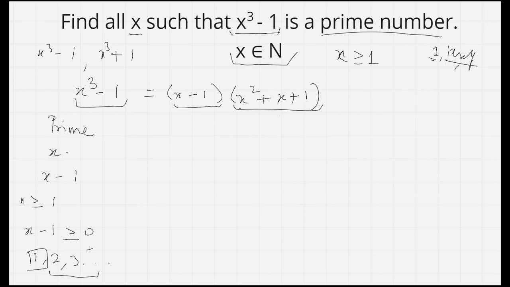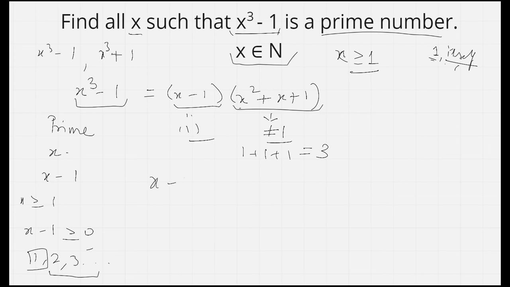X square plus x plus 1 is an increasing function. Since x is greater than or equal to 1, it is always positive. So it will always be a factor of x cube minus 1, and it would never be equal to 1, right? Since its smallest value for x greater than or equal to 1 happens to be at x equal to 1, which is 1 plus 1 plus 1, which is equal to 3, right? So the only case when x cube minus 1 can be prime is when this is equal to 1, right?